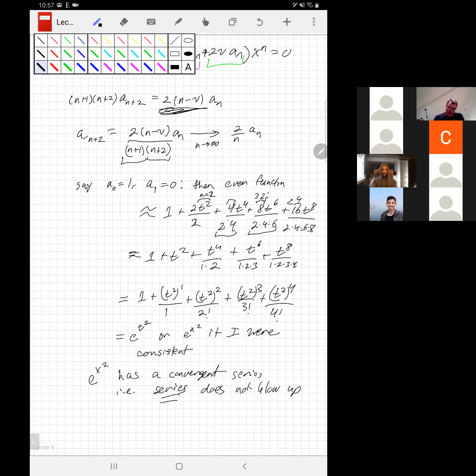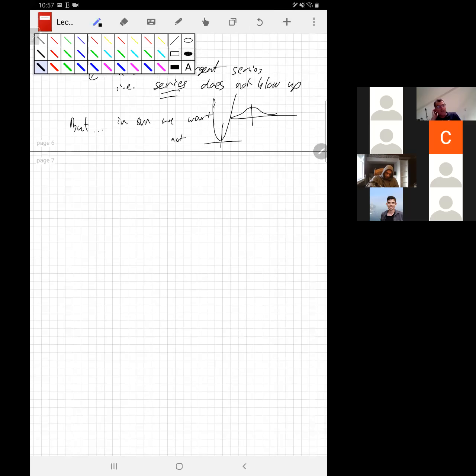So e to the x squared has a convergent series, but in quantum mechanics, we don't want functions like that. We want a function that doesn't get ungodly huge. We want functions more like that, not like that, which just blows up, okay? And so in order to avoid a function that blows up to something ungodly huge very rapidly, we want something that we can integrate.